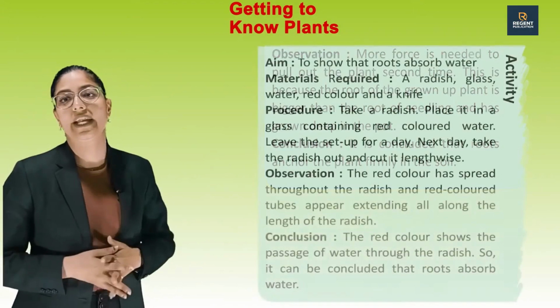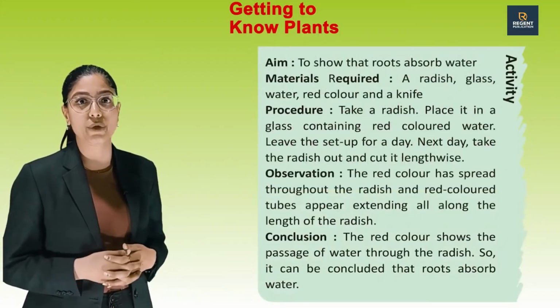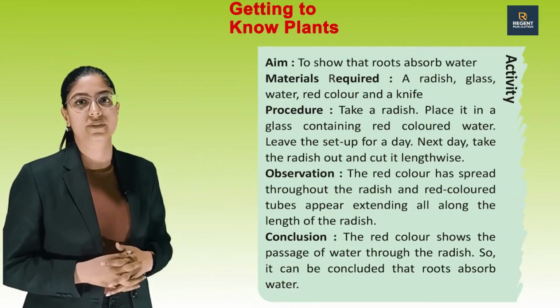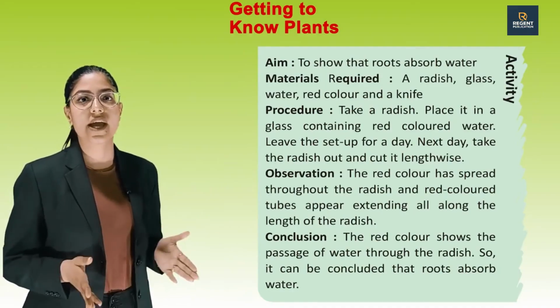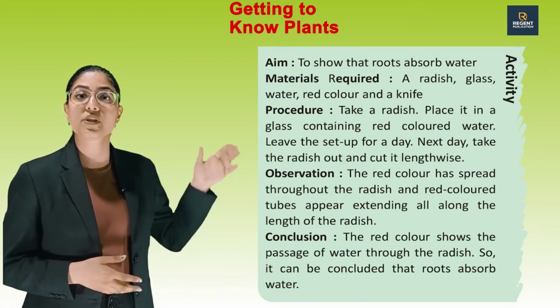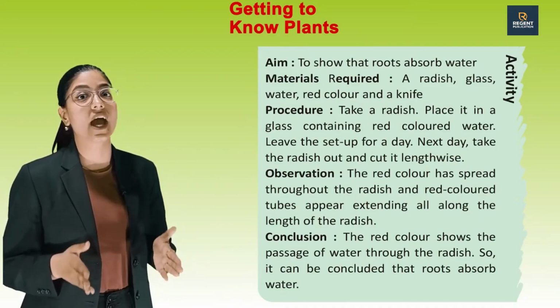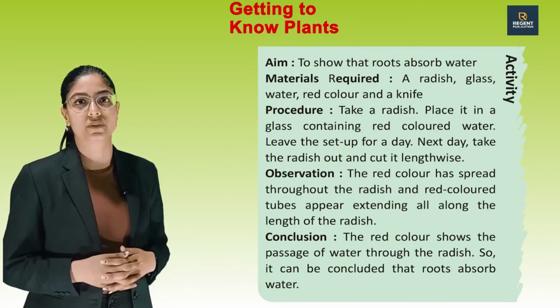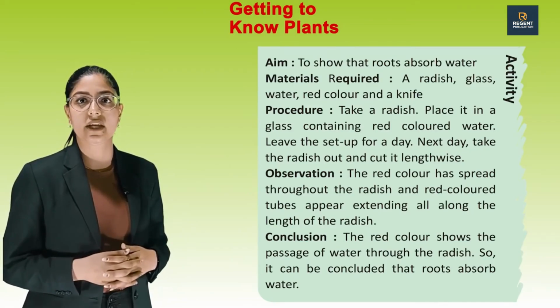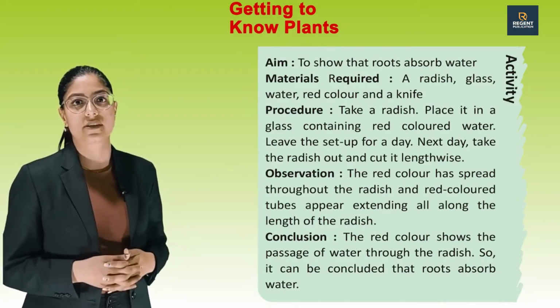Let's see another activity. Aim of the activity: to show that roots absorb water. Material required: a radish, glass, water, red color and a knife. Procedure of the activity: take a radish, place it in a glass containing red colored water. Leave the setup for a day. Next day, take the radish out and cut it lengthwise.